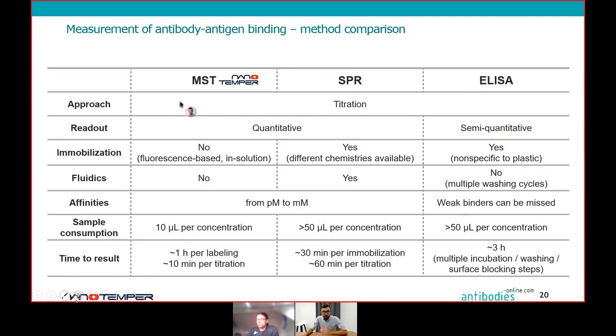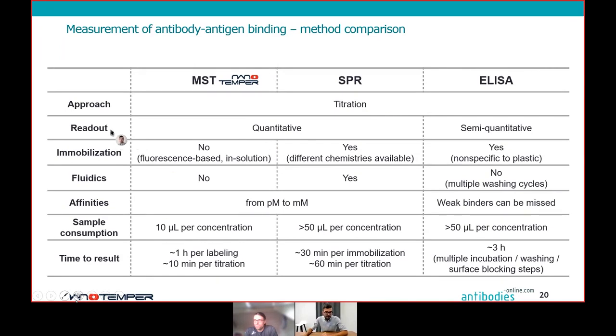So let's start with a similarity, and that is the approach. In all these three methods, we are following a titration approach. This means you want to test if two molecules interact, and you do a dilution series of one of these molecules, and then you check what concentrations you need to see some binding.